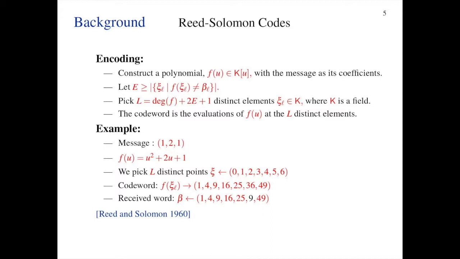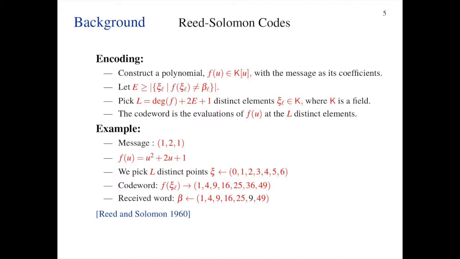So if our message is 1, 2, 1, so you have the polynomial u squared plus 2u plus 1, and the idea is using our formula for L, we pick 7 distinct points, and our code word is the evaluation of the polynomial at those 7 distinct points. And so let's say the received word is beta. Notice in one place the received word is not the same as the code word, but here E is 2, right?